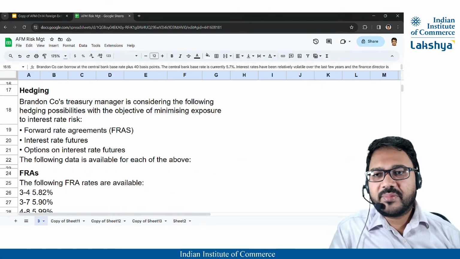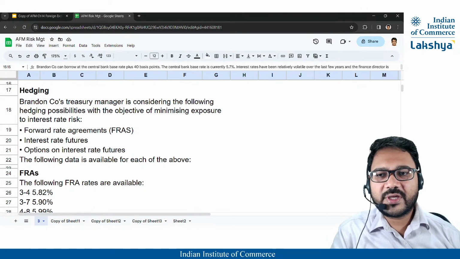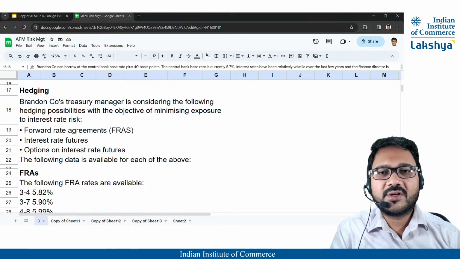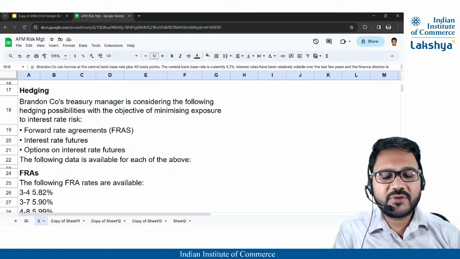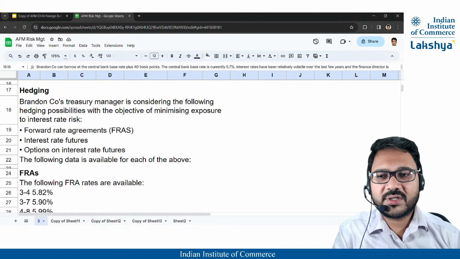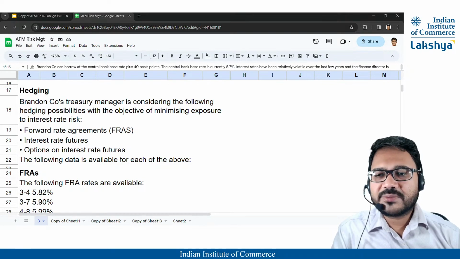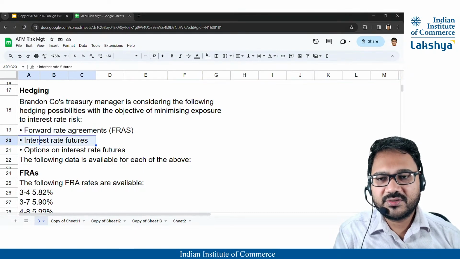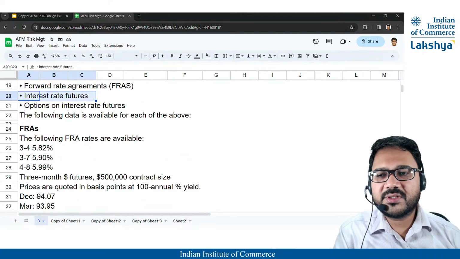Okay. Brandon Company's Treasury Manager is considering the following hedging possibilities with the objective to minimize exposure to interest rate risk. So the objective is to minimize the exposure risk, not to make a profit. He is suggesting using FRAs, that is forward rate agreements, or IRFs, that is interest rate futures, or options on interest rate futures. The underlying of this option is the futures rate. Following data is available.